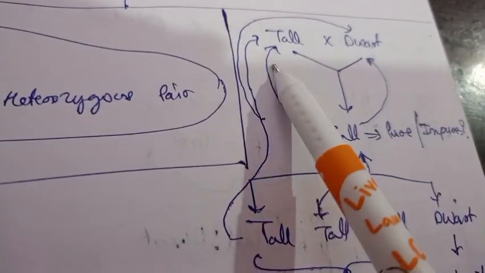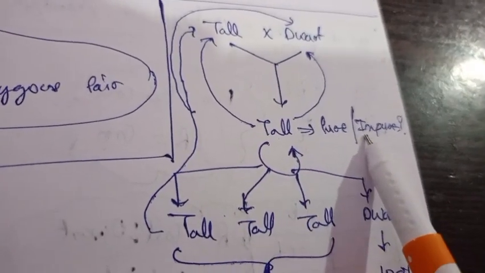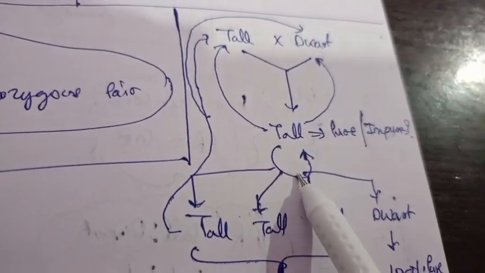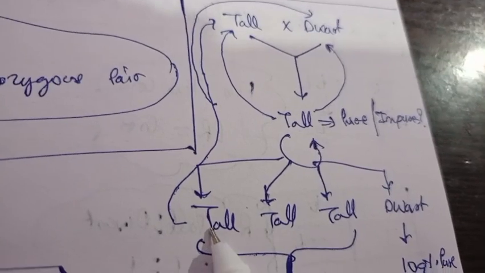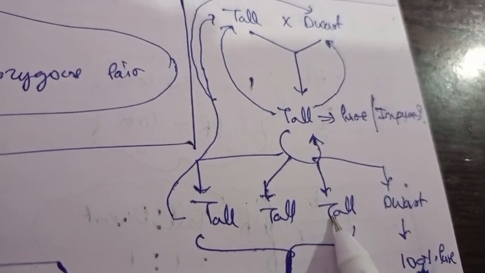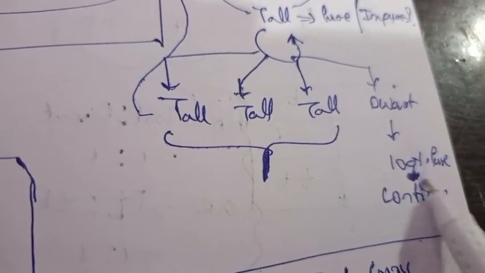When we cross a tall with a dwarf, we form a tall, which is pure or impure. We don't know, right? So for knowing which is pure and impure, we will do self-pollination. So we'll be forming three tall variants and one dwarf. 100% pure conformation.